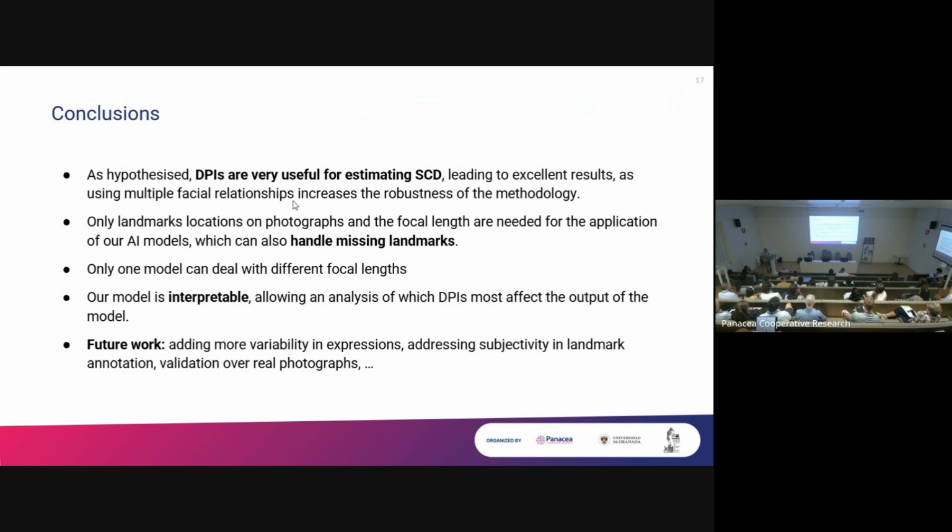And that's it. I'd say that we definitely proved that DPIs are useful in estimating the distance, and we were able to find a model that is also robust to missing landmarks, which was a key advantage. Interpretability is also a key feature. Our future work is going to involve variability in expressions, because we used only models with a neutral face, and also taking into account the subjectivity in landmark localization, and validating on real photographs.